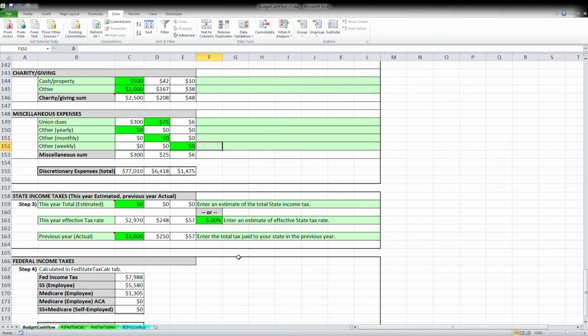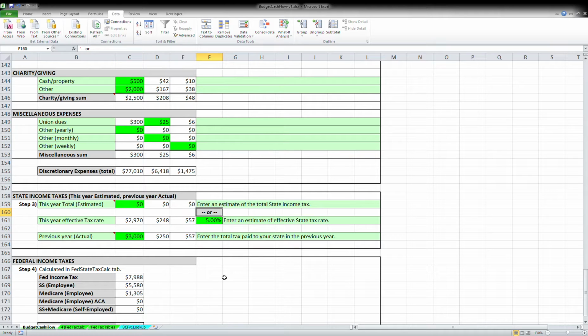You'd have to go back into your previous tax forms from your state in order to see what your effective tax rate is. And again, this is just an approximation. If you know something that's a little bit more exact than that approximation, you can always just put in a number here. Now this is an OR.